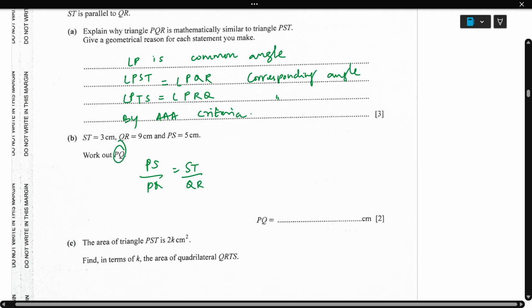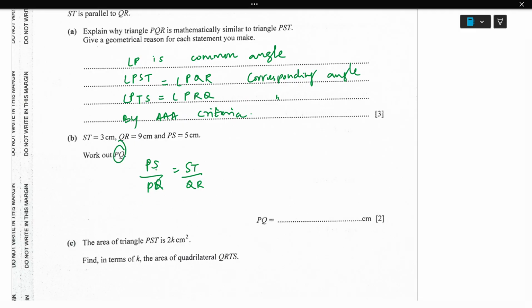So PS is going to be 5 and we need to find PQ. PS equals 5, ST equals 3 and QR equals 9. So rearrange here: 5 times 9 over 3 equals PQ. Just simplify, which is 15. So the answer is going to be 15.